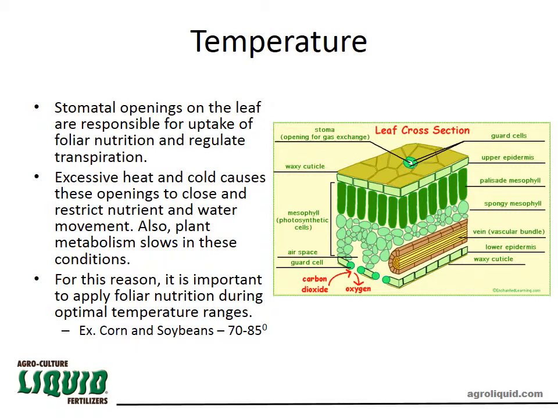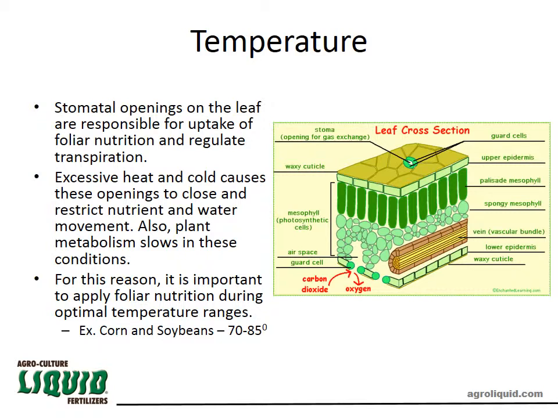The reason that it's important to know how those stomatal openings behave in temperature is that if we have excessive heat or cold, those stomatal openings will actually close down so that it regulates the plant's metabolism, and that can restrict the nutrient and water movement across that cell membrane going into the leaf. So again, we need to be sure that we're in that optimal temperature range for a given crop when we put out these foliar applications.